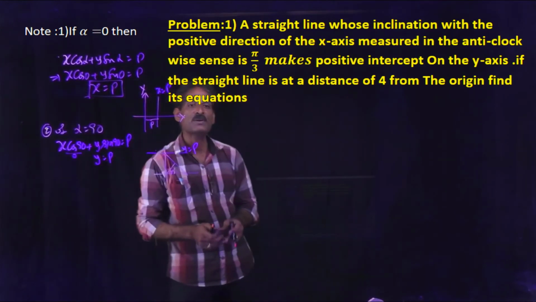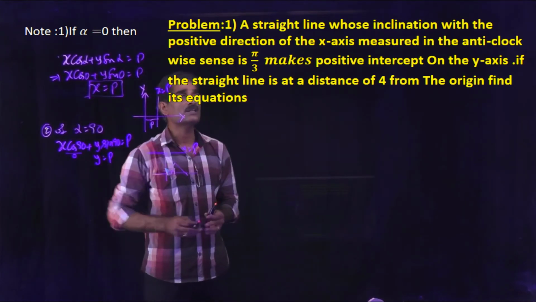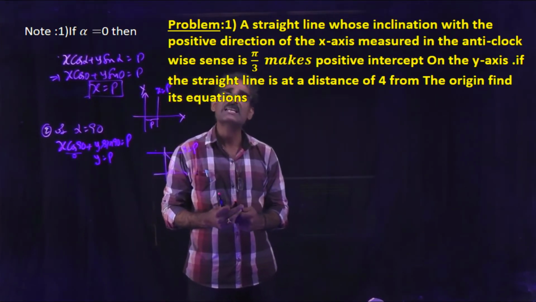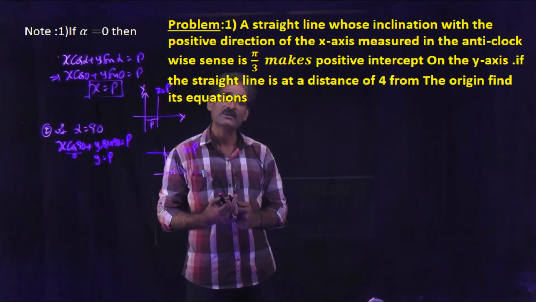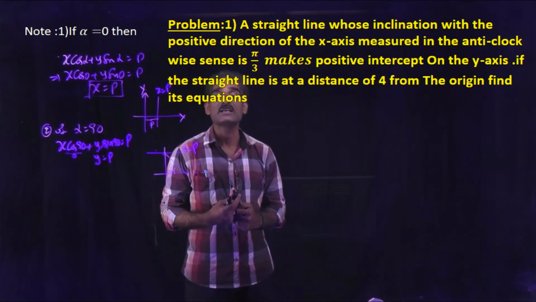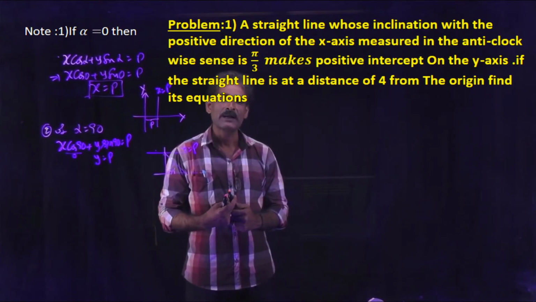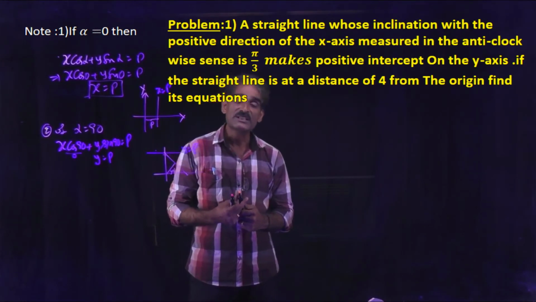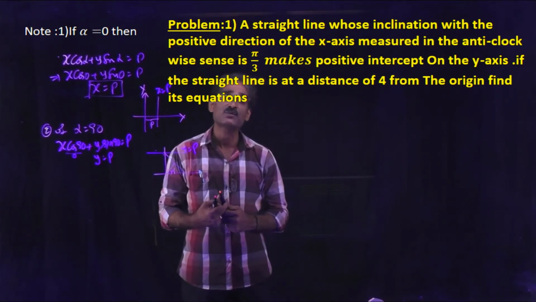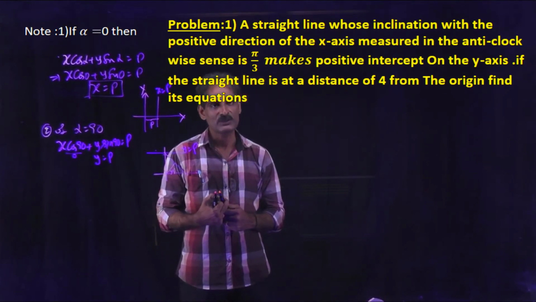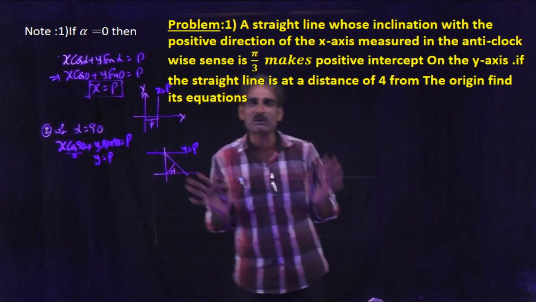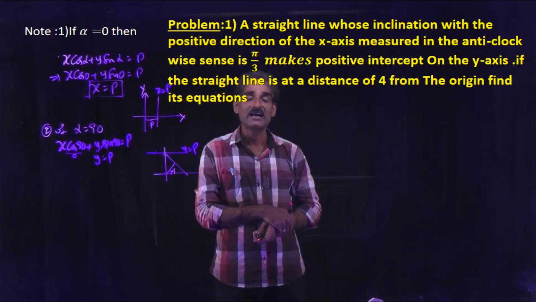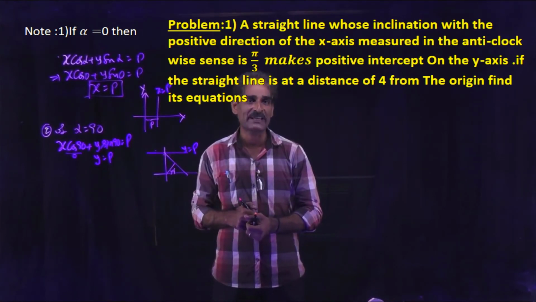Okay, now come to an application. Yes, read the question carefully. A straight line whose inclination with the positive direction of the x-axis, measured in the anti-clockwise direction, is pi by 3, that is 60 degrees, makes a positive intercept on the y-axis. If the line is at a distance of 4 units from the origin, find the equation of the line. Simple. The inclination of the line is pi by 3 and it has a positive intercept on the y-axis.